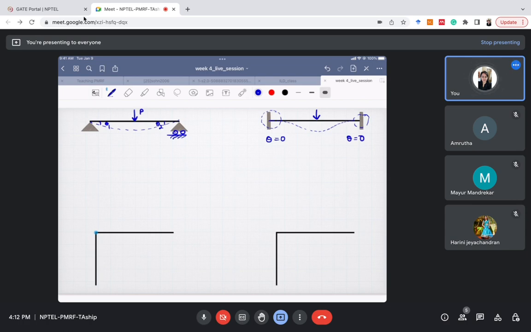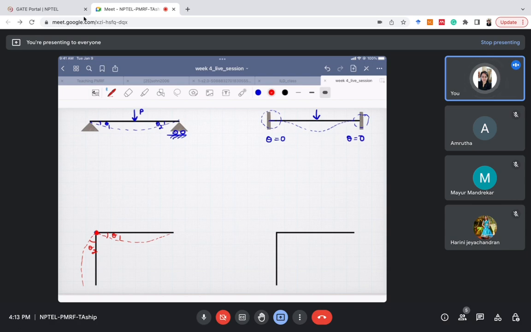Now suppose we have this kind of structure, which is a part of a frame, and there's a hinge support here and an internal hinge here. For any loading it may deflect like this. Let's call the angles theta 1 and theta 2. In this case, theta 1 and theta 2 can be different, because there's an internal hinge here.